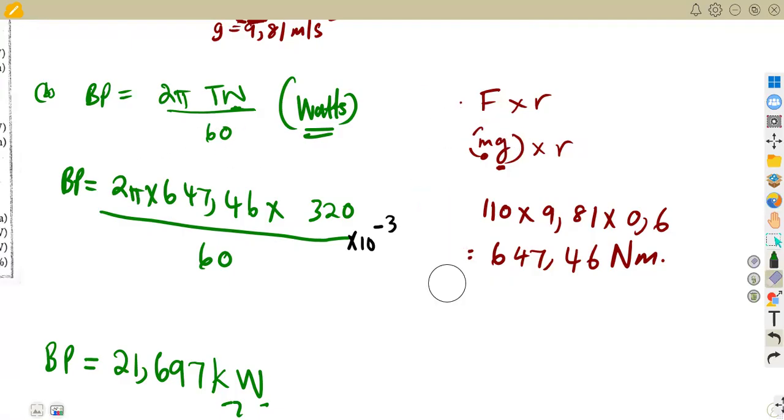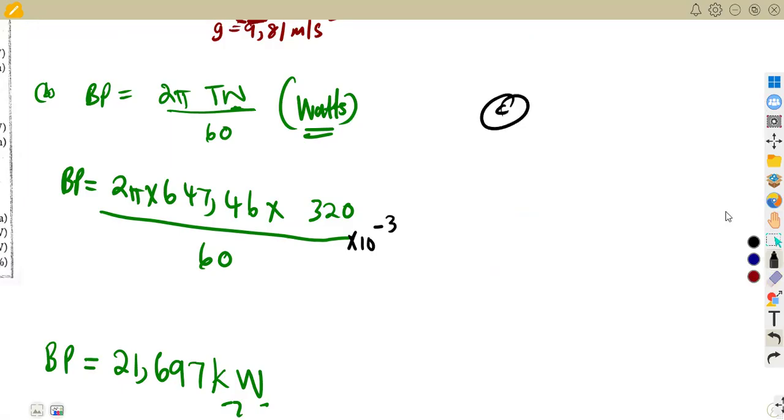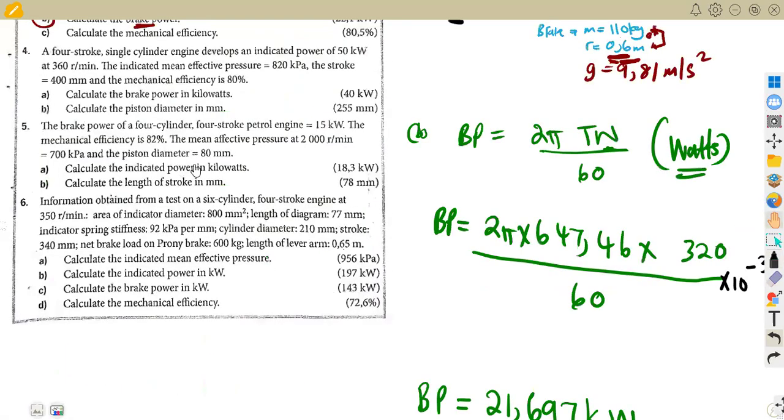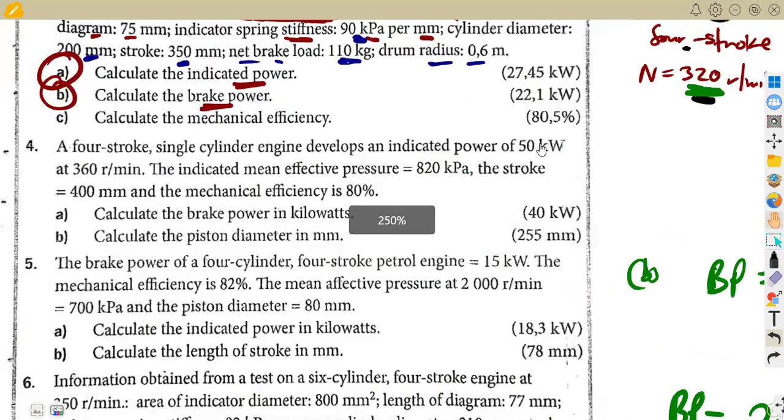These are the typical questions that they might give us. We just have to play around and see how they ask these typical questions. All right, let's check number 3. Part C of the same question: calculate the mechanical efficiency.